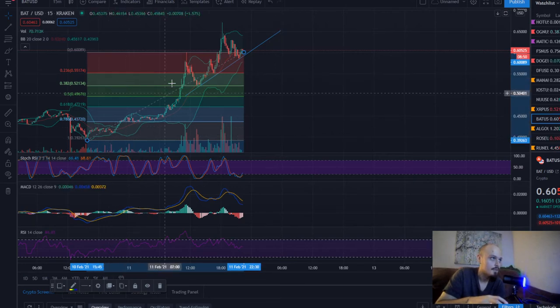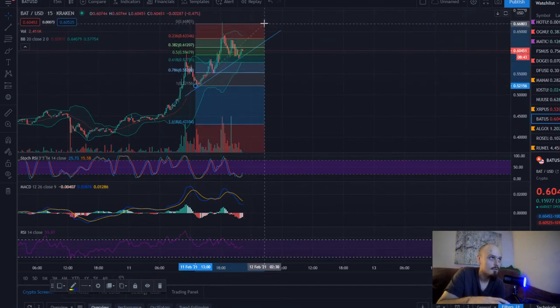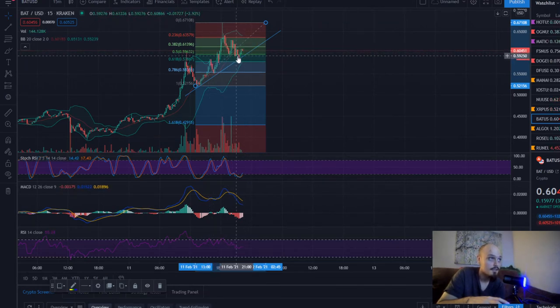So now, if we take this as one impulse, what I almost want to do is take this second movement here as its own impulse. And you can see we're retracing to about the 50% mark. We've touched it not only once, twice, 3, 4, 5, 6 times now, and we are bouncing back up.